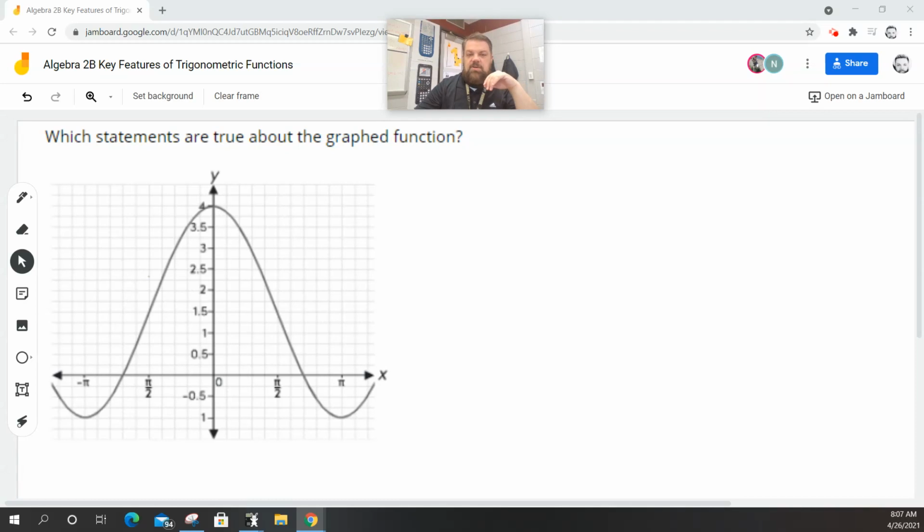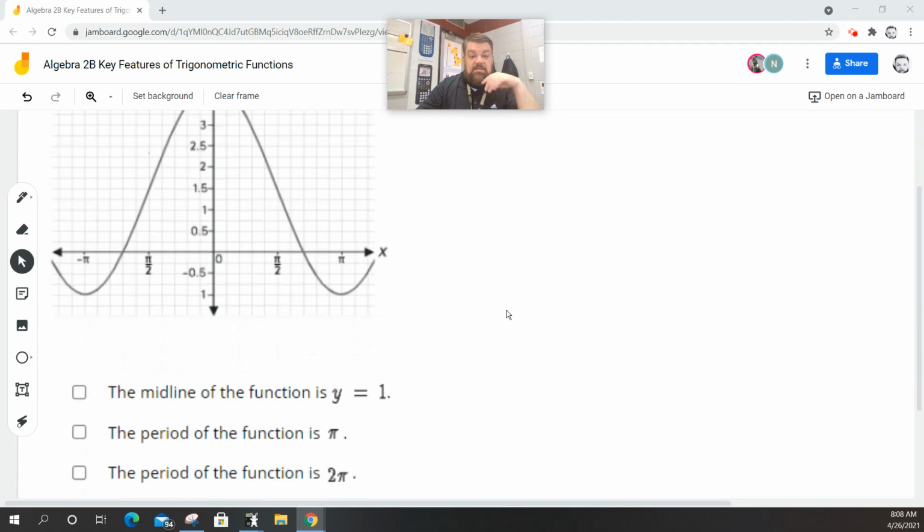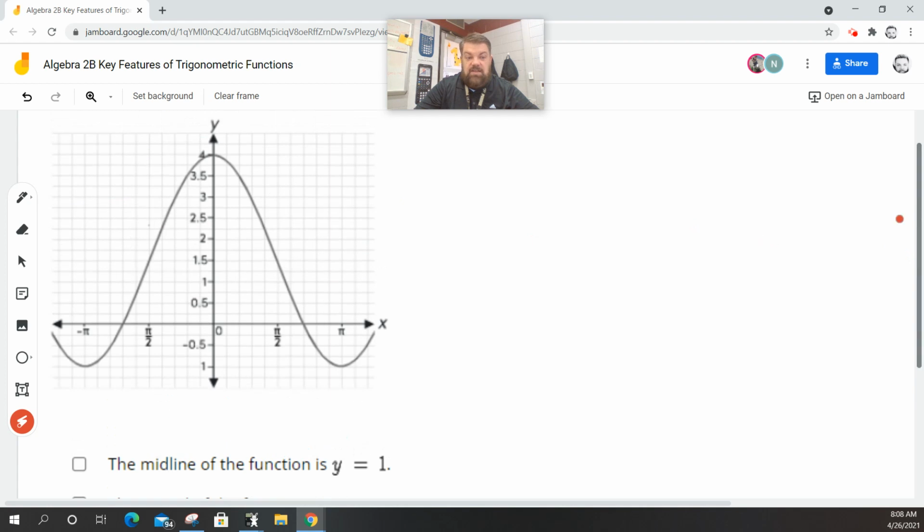It says, which statements are true about the graph function? All right, so I'm going to notice a couple of things. It says the midline for this is 1. So if that's the case, then we can imagine a line right here that should cut this thing in half, and no, it doesn't. One way you can tell where the midline is, you could look at the minimum value, which is -1, and the maximum value, which is 4.